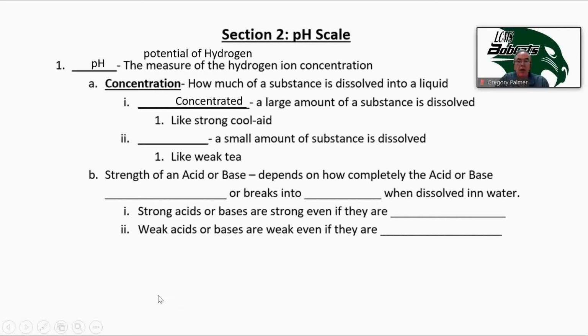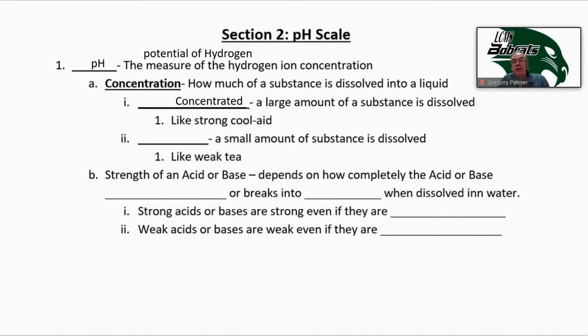Now, earlier in the unit when we talked about solutions in general, we talked about solutions that were concentrated and solutions that were diluted. And that just really meant how much of the stuff was dissolved in it. The first example we looked at were those glasses of mixture where it had a light purple color and then went to a really dark purple color. And that was the concentration, just how much was mixed in there.